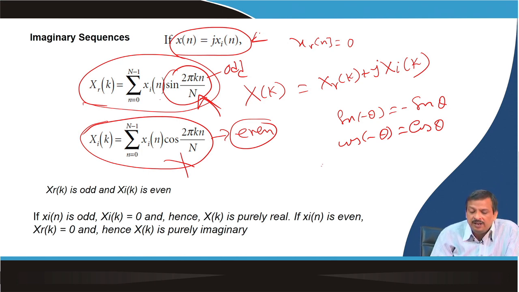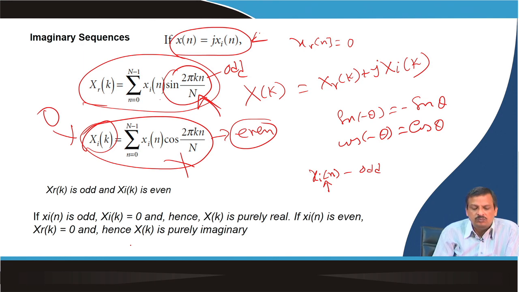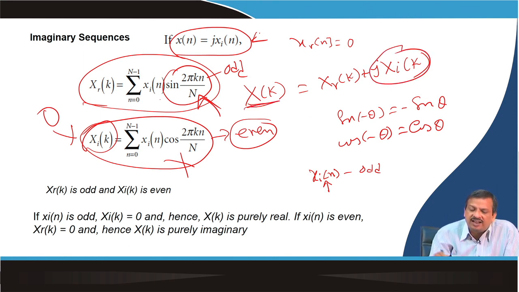Now, if my input x of n is odd, then the frequency domain even function becomes 0. That means X of ik becomes 0. Then I can say X of k, this part is 0. So X of k is purely the real part.